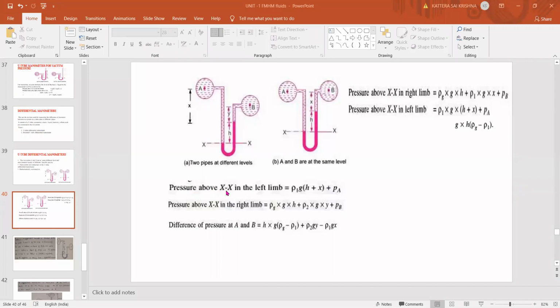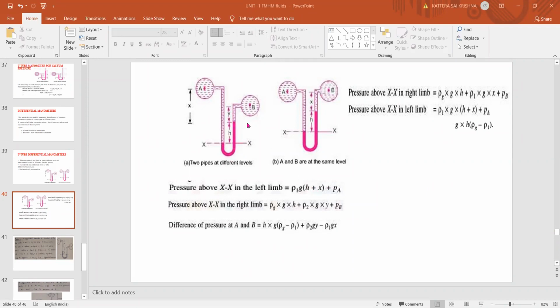First, the pressure above the datum line XX in the left limb. In this figure, above the datum line in the left limb, two pressures are available. One is the pressure which we don't know, PA. So that is PA plus the pressure created because of this head, X plus H, called the pressure head. Suppose the density of this fluid is rho1. So rho1 into g into h is the general formula, rho g h. Here h is nothing but X plus H. So we get rho1 g into (H plus X).